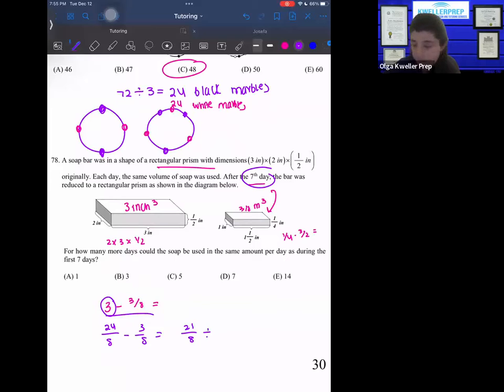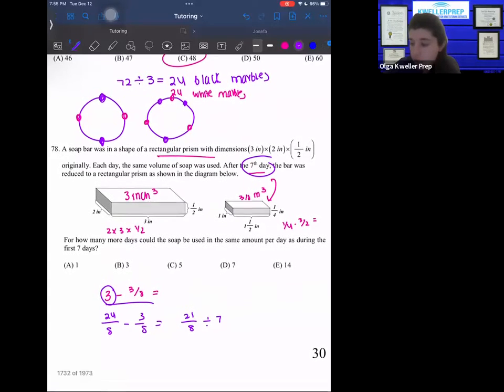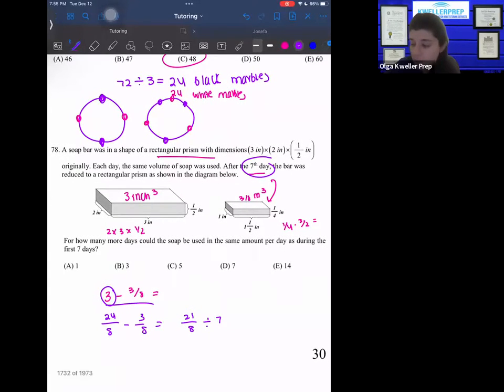It's been 7 days. So if I want to find out how many per day, I'm going to now divide this by 7. And you guys should know that when we divide, it's the same thing as multiplying by the reciprocal, right? So 21/8 is the same thing as 1 times 1/7. Now this simplifies. So now we can say, well, 3/8 per day. That's how much we used. And we only have got 3/8 left. So that means we only have enough soap for one more day.